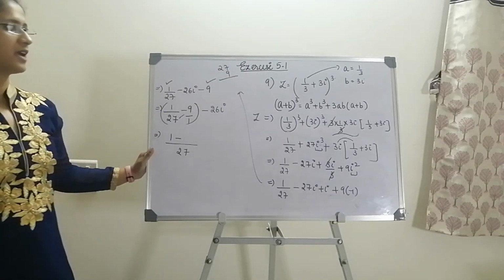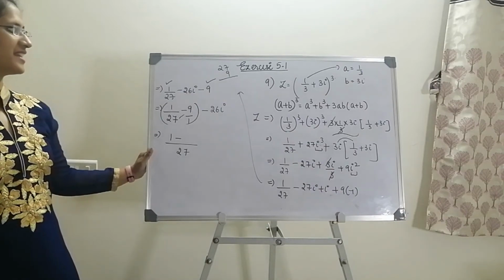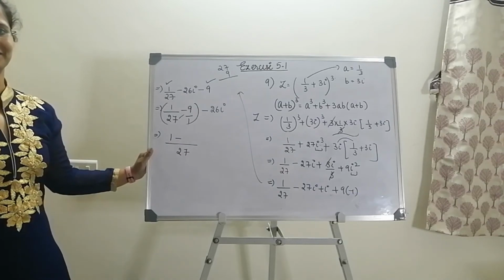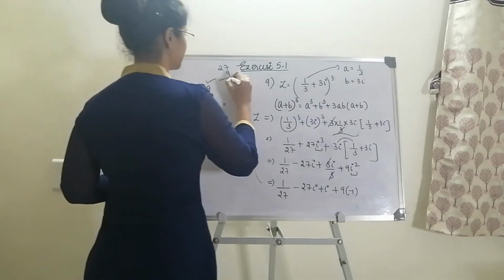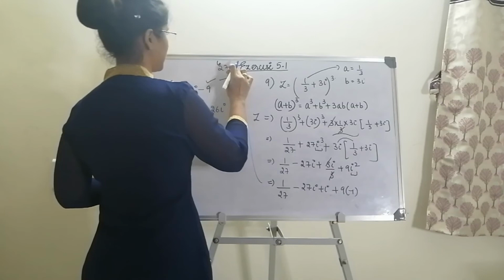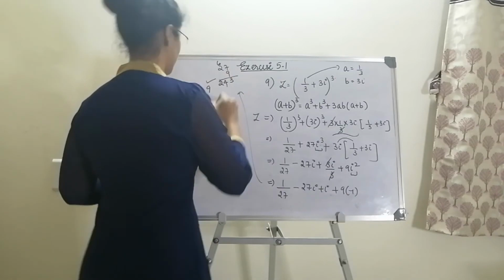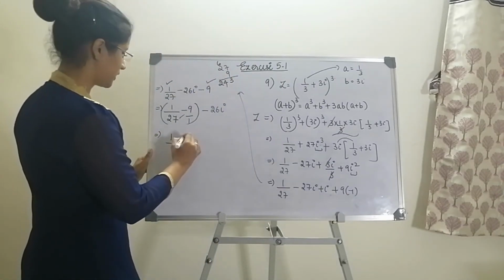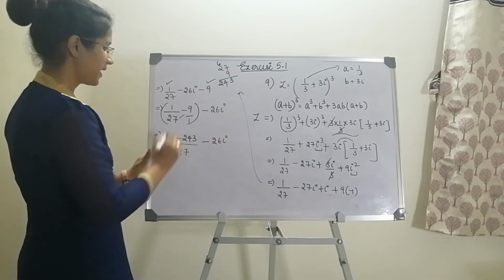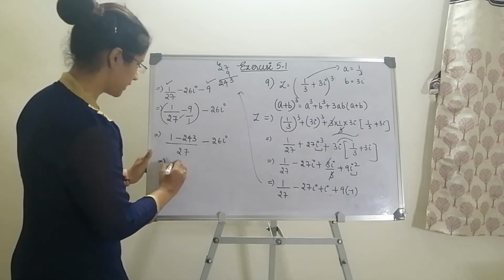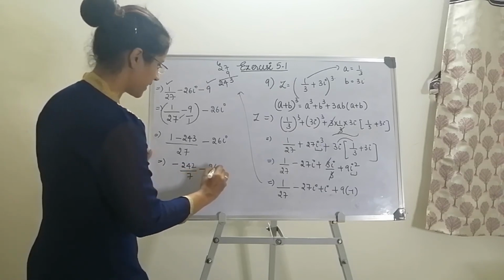27 into 9, 9 sevens are, yes, think and write the answer, 63. So 63. 9 twos are 18. 18 plus 6, 24. So I get this as 243 minus 26i. Now 1 minus 243 will be equal to minus 242 divided by 27 minus 26i.